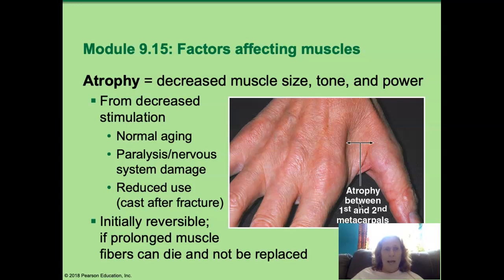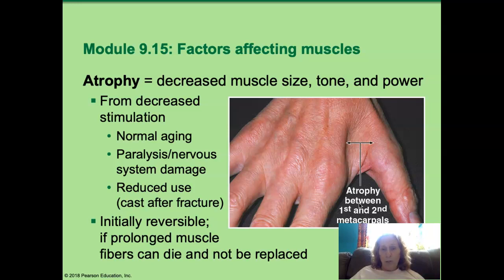this to happen. Now, atrophy is a decrease in muscle size, and if you check this hand compared to your hand, you'll notice the lack of muscle between the first and second metacarpal. And this is from decreased stimulation, normal with aging. So as we age, we have to fight this natural atrophy by muscle training and exercise. It may be due to paralysis or nerve damage, and it may be due to having your hand in a cast. A variety of things can cause atrophy.